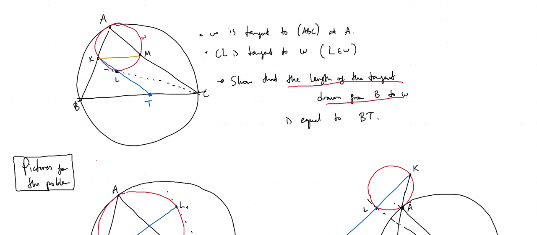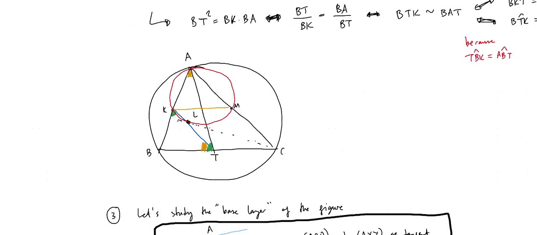All right, anyone? What are you trying to do? By tangency of CL, we have that angle CLM equals angle LAE. Maybe we can use that. If we show that angle BAT equals angle LAE, I think that will be sufficient.